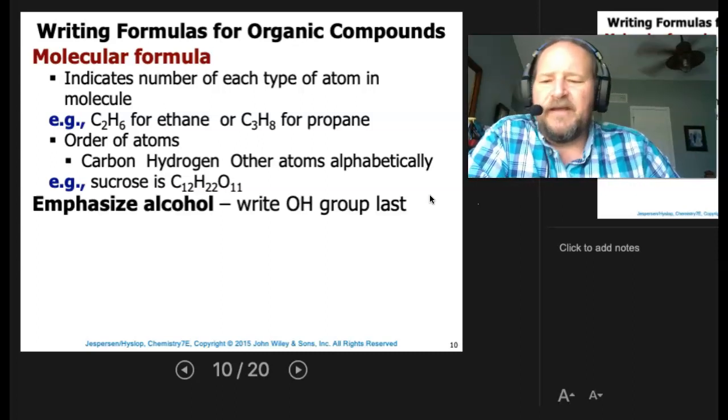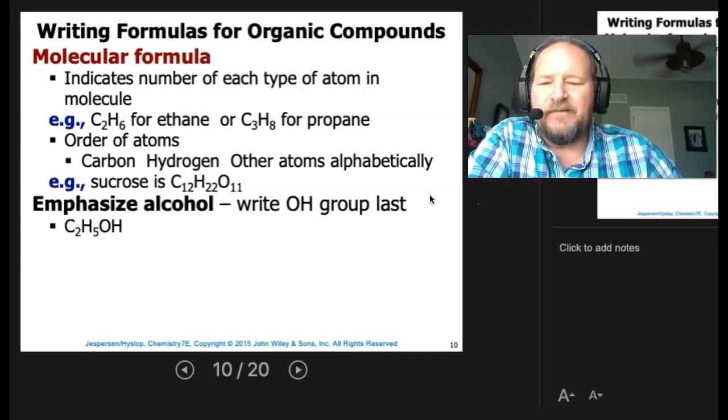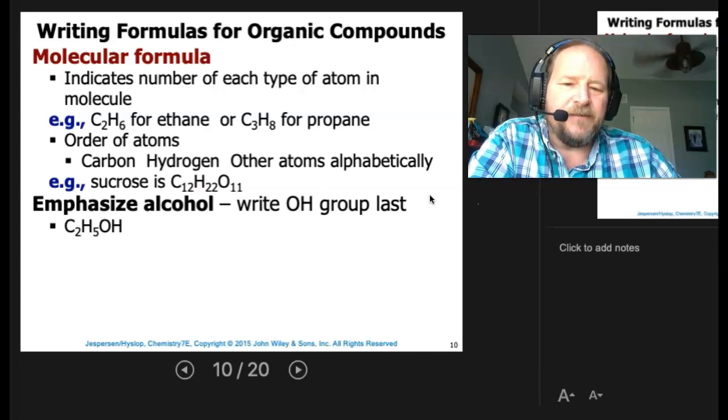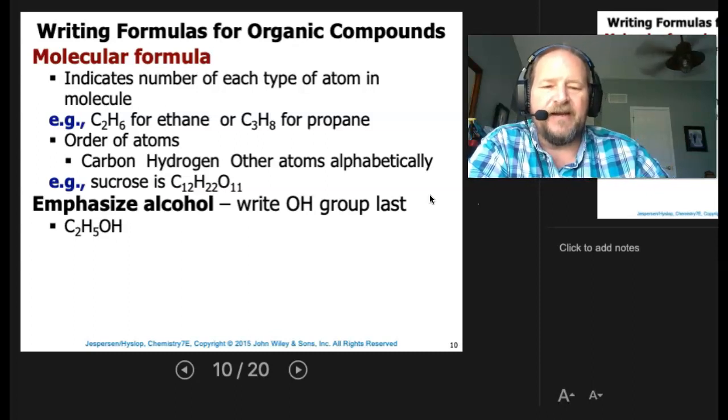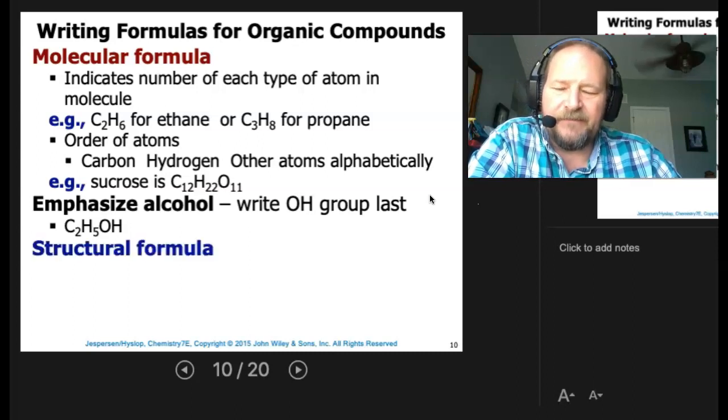Okay. If you have an alcohol group, you'll emphasize that alcohol group. So we'll pull that out. So it's C2H5OH. Now it looks like we could write it as C2H6O. And then there's some cases, especially when we do empirical formulas, we might do that. But if we know the structure is an alcohol, then we like to keep that alcohol isolated. So we would say C2H5 and then have the OH by itself.